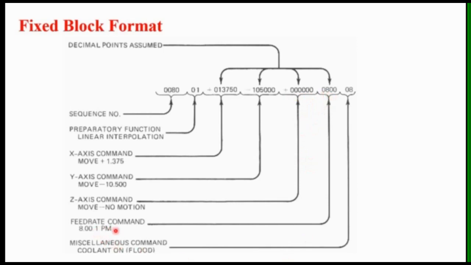Next, 0800 stands for the feed rate command. Miscellaneous commands, if any, are denoted at the last. That is the coolant on or off. The coolant on or off is denoted here at the end. So this is the fixed block format.